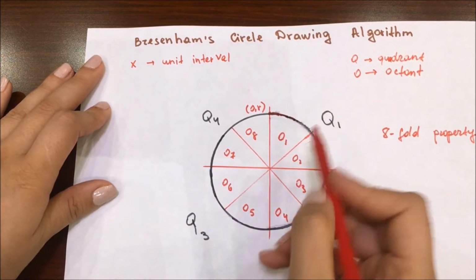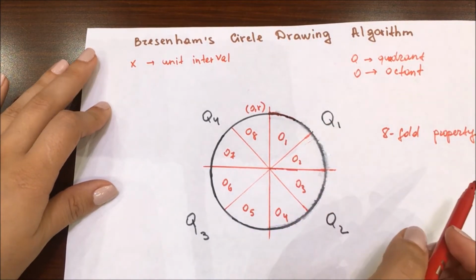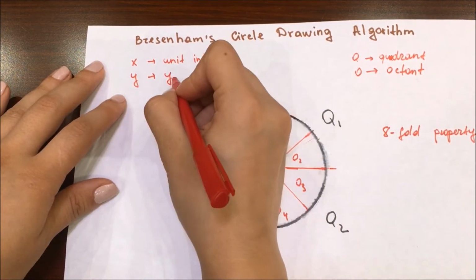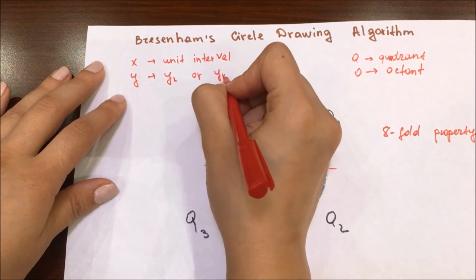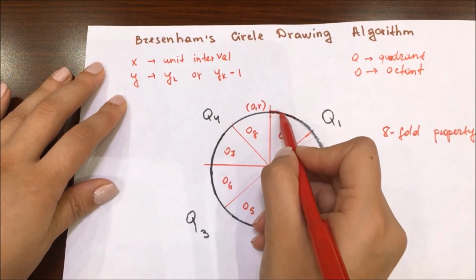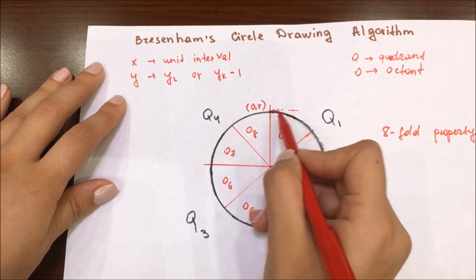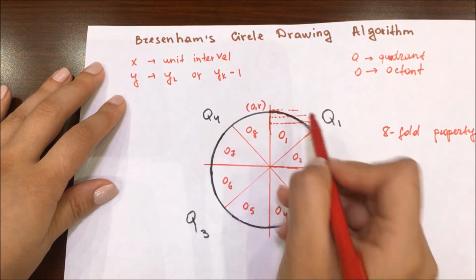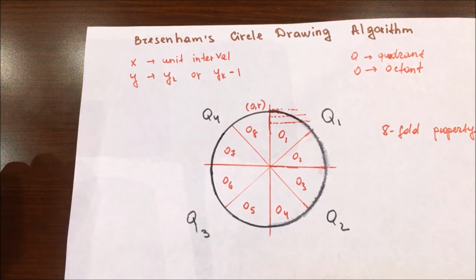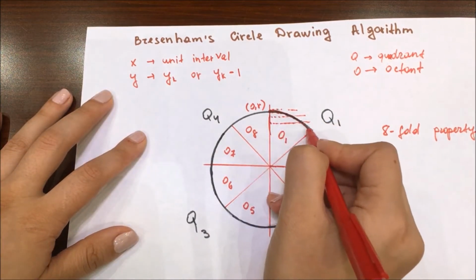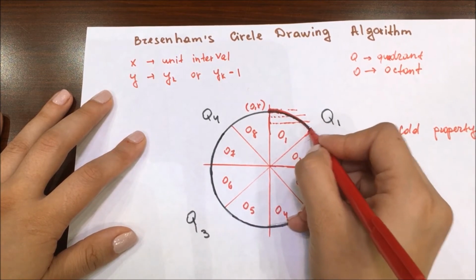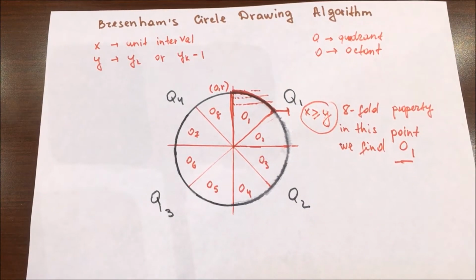In Bresenham's circle drawing algorithm, the value of x will always change with unit interval. Y coordinates will be decided by the algorithm. So y can be either yk or yk minus 1. And the calculation of the first octant will be finished at the point where x will be more than or equal to y.